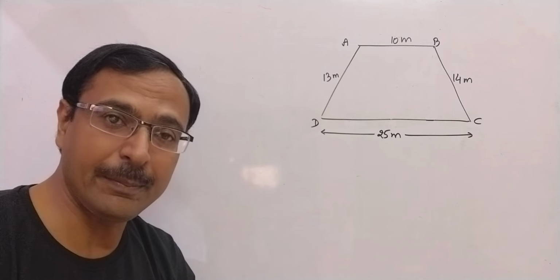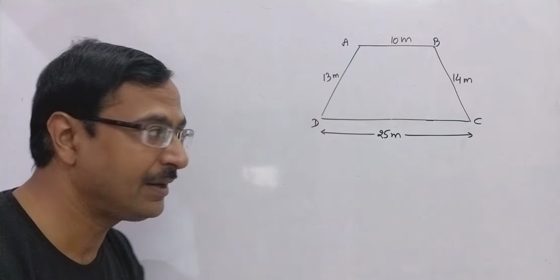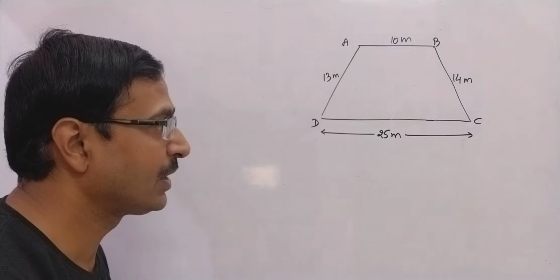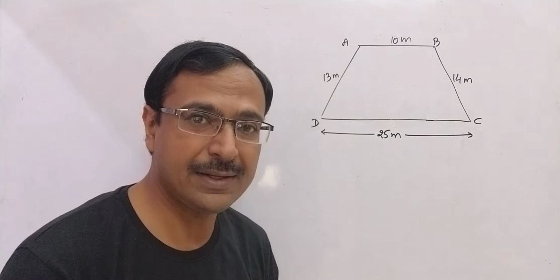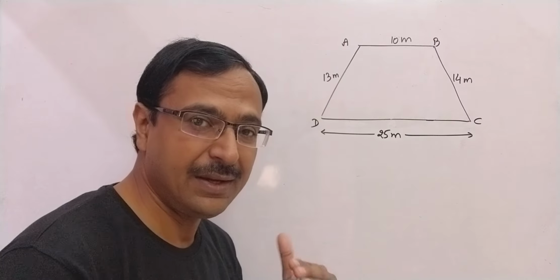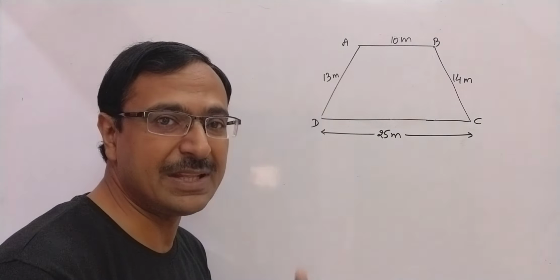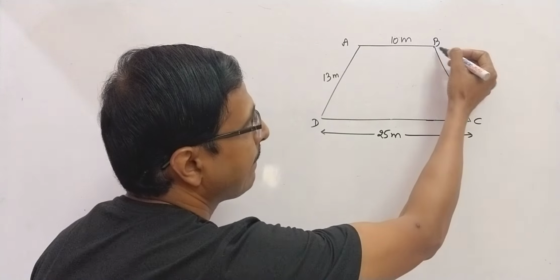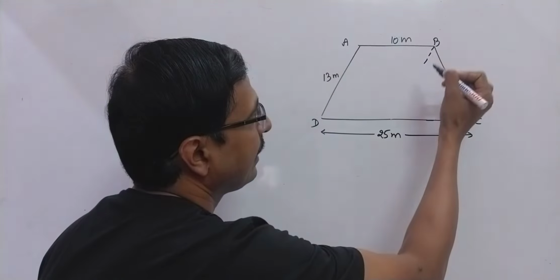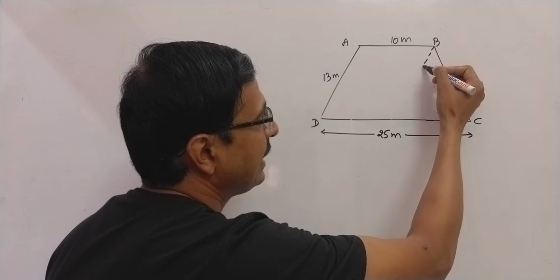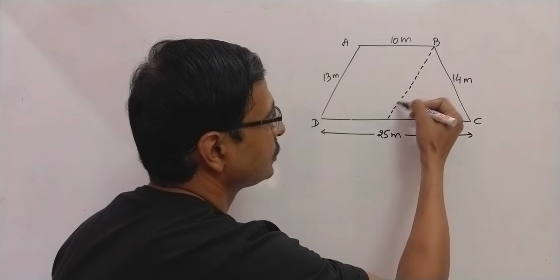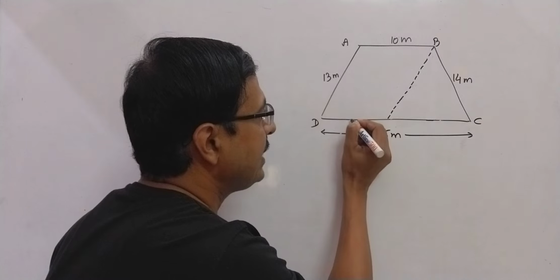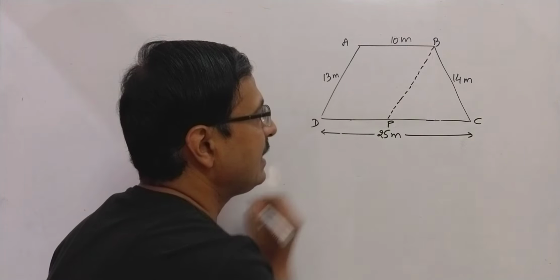I'll tell you a minor construction which has to be done in this question first. I will first construct a parallelogram in this figure. From B, I will draw a line parallel to AD like this. So this line I have drawn parallel to AD. Now let this point be P.